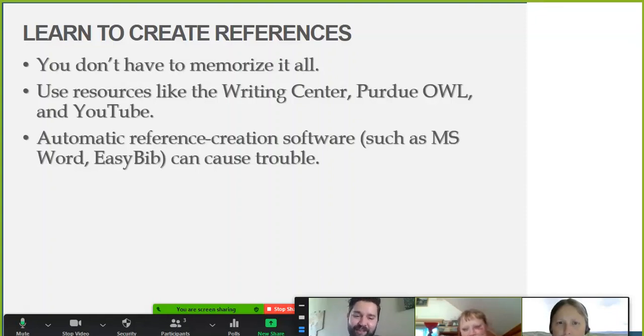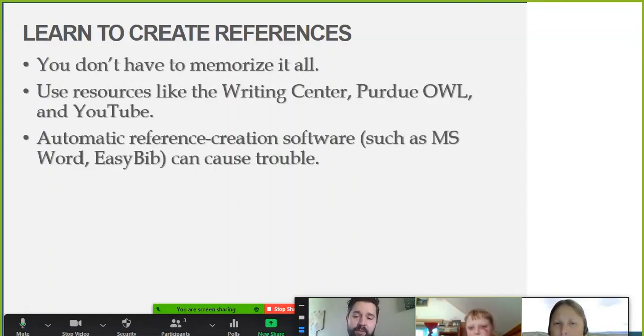We deal with this in the Writing Center pretty frequently, and it can be annoying if you've put your effort into adding your references to Microsoft Word, but you can't get it to format the way that it's supposed to because something in the system is triggering something and we don't know how to undo it. EasyBib is kind of the same thing.